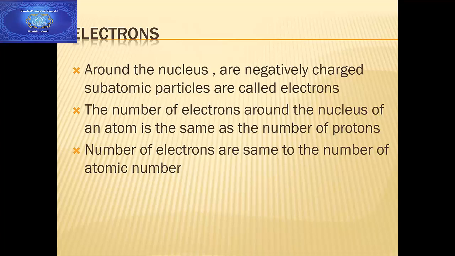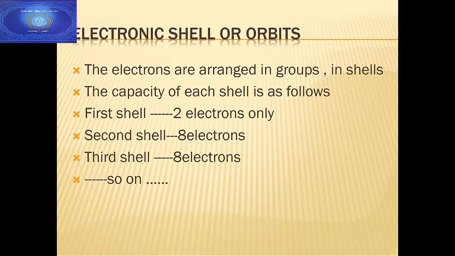Once more, we are talking about the electrons. Electrons are arranged around the nucleus in shells. The number of electrons around the nucleus of an atom is the same as the number of protons, or the atomic number. So atomic number equals number of protons equals number of electrons. How the shells are arranged, and how many electrons each shell can accommodate, we have to discuss.